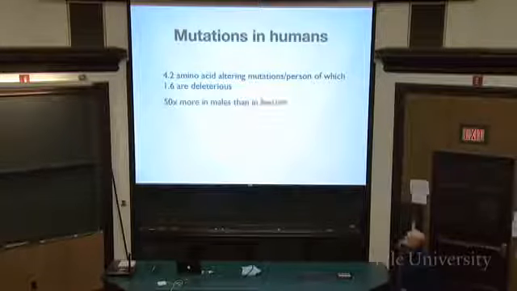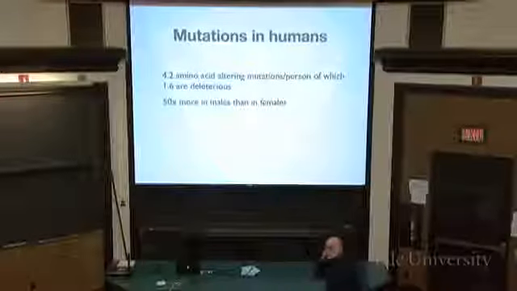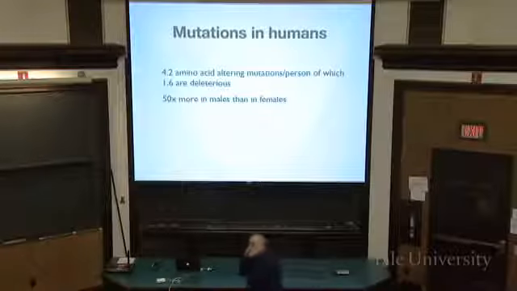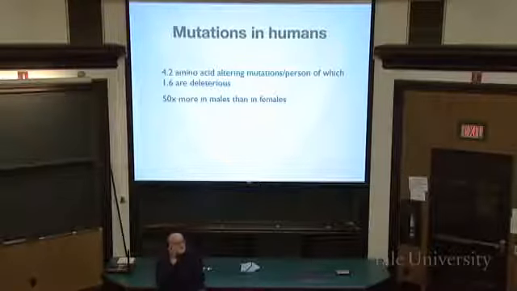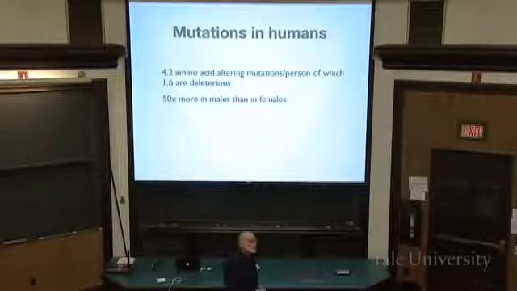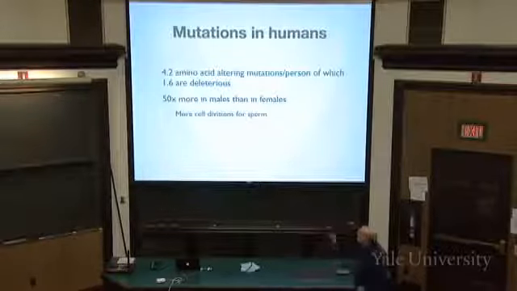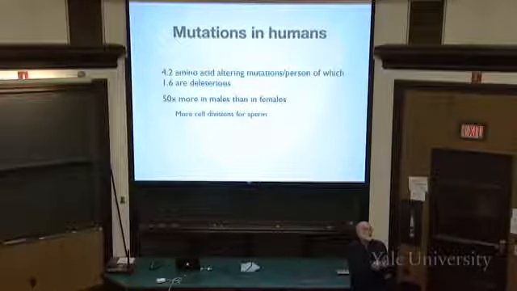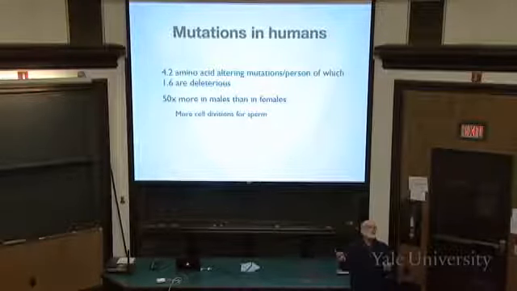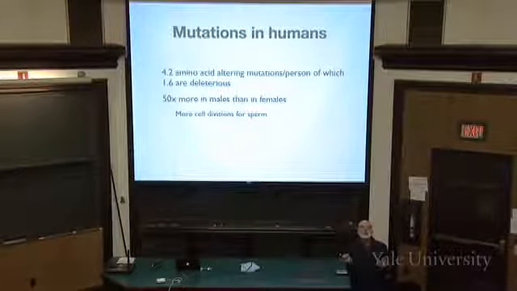Where did they happen? Well, they happen 50 times more in males than in females. And there are good biological reasons why. There are many more cell divisions between the formation of the zygote and the production of a sperm than there are between the formation of a zygote and the production of an egg.